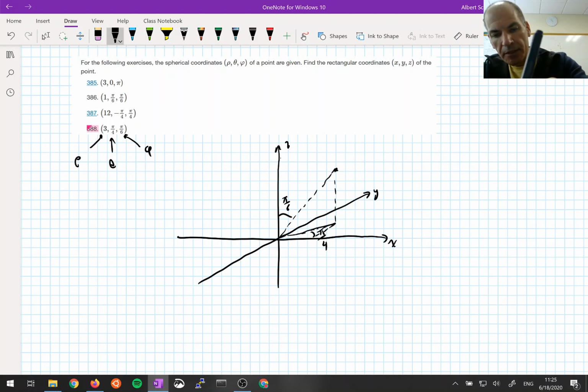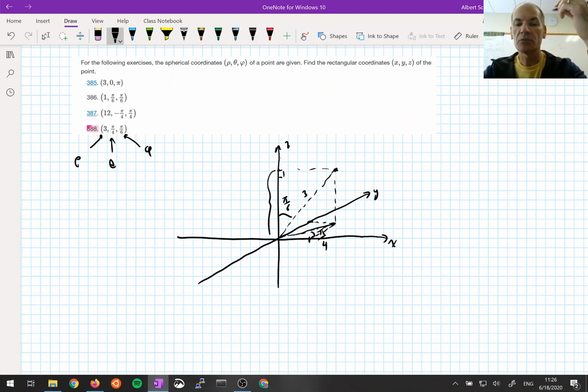Okay, this distance right here, this is the x-coordinate. This distance right here, this is the y-coordinate. And then finally, this distance up here, that's the z-coordinate. All right, we know this distance here is 3. We know that this is a right triangle. And so this side length, which corresponds to z, is just 3 cosine pi over 6. The cosine of pi over 6 is root 3 over 2, so this is 3 root 3 over 2.